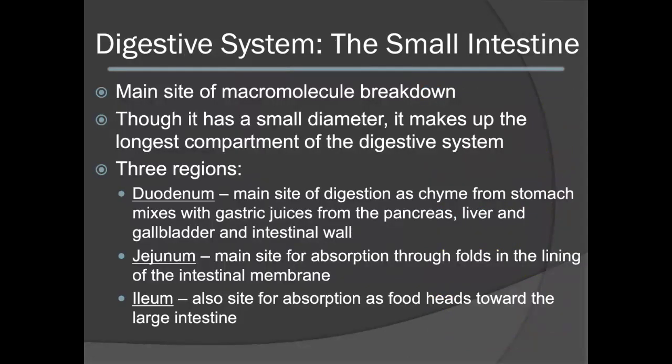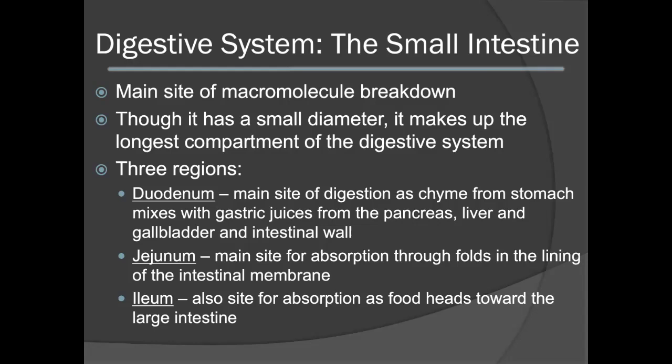The small intestine is important as it is the main site of macromolecule breakdown. Though the small intestine has a small diameter, it actually makes up the longest compartment of the digestive system. It consists of 3 main regions: the duodenum, jejunum, and ileum. The duodenum is the main site of digestion and occurs right after the stomach.